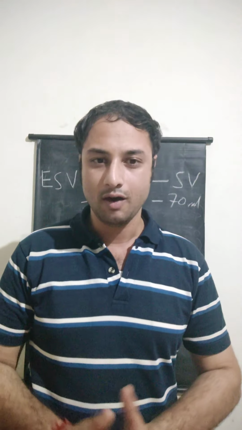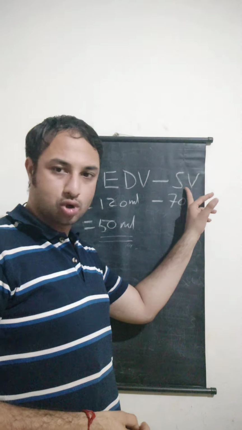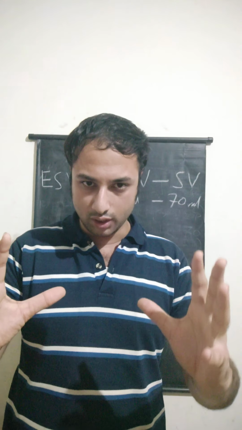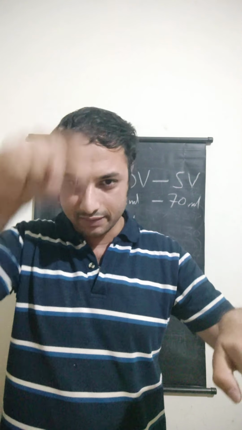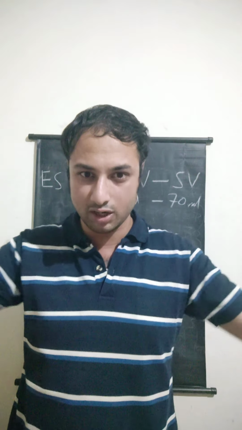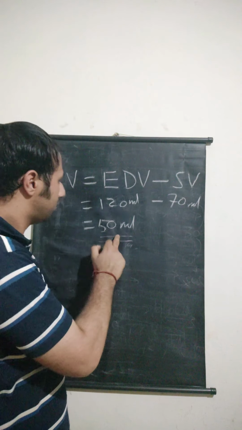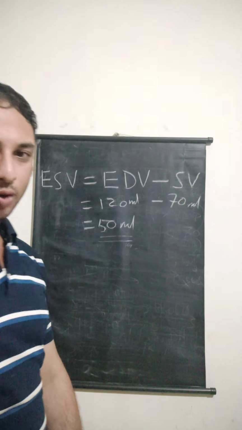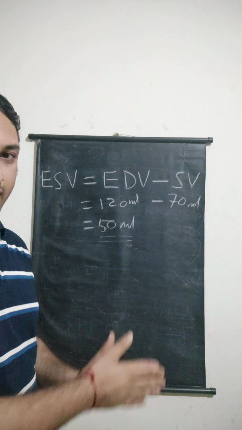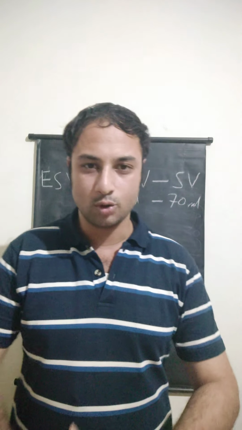So 50 is the value of end systolic volume. When both ventricles contract, 70 ml of blood, called the stroke volume, goes out, and the remaining 50 ml stays in both ventricles. I hope you understood this equation and you can solve any question related to this.